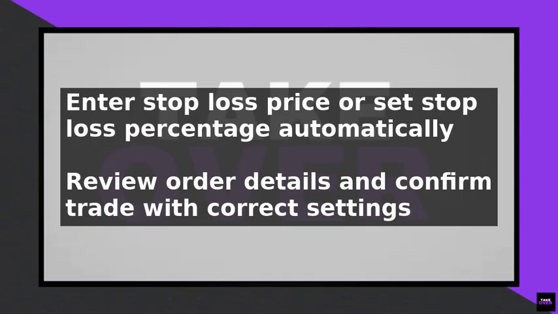Once you have set your stop loss, review your order details to ensure everything is correct. If you are satisfied with your order, click the Confirm button to place the trade. Your stop loss will be triggered if the market price reaches the stop loss price you set. When this happens, your position will be automatically closed, limiting your potential losses.